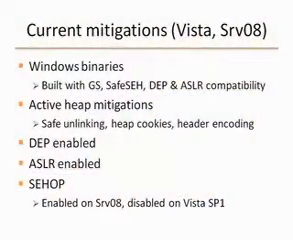So let's recap the current mitigations. The Windows binaries built with GS, linked with safe SEH, DEP and ASLR compatibility are opt-in for the binaries. The heap mitigations are active, so safe unlinking, heap cookies, header encoding, and so on. DEP is enabled by default, ASLR is enabled, and SEH overwrite protection is enabled by default in Server 2008, and it's disabled on Vista SP1 primarily for app compat concerns.